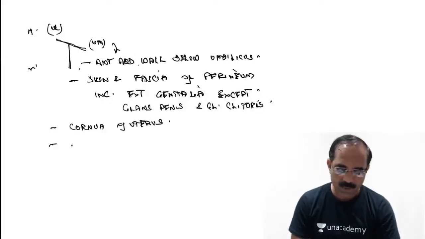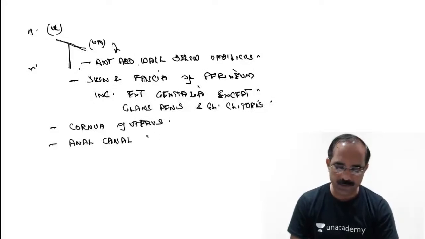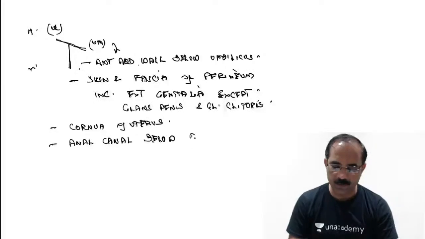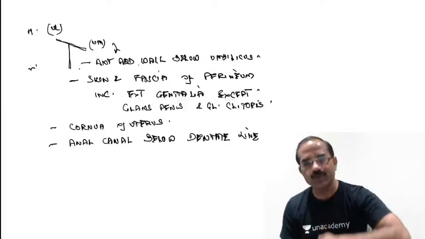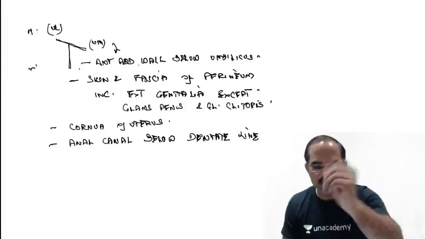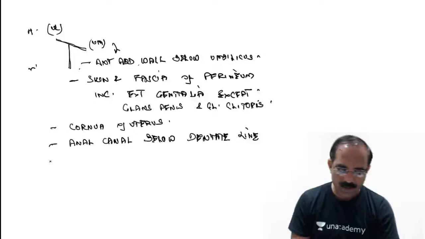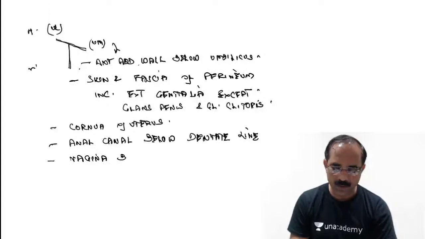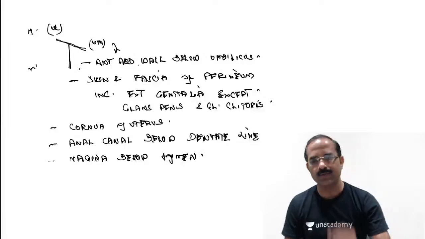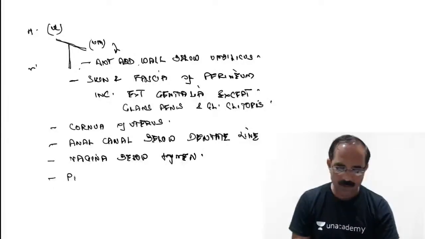So anal canal below the dentate line. Very good. Anal canal below the dentate line drains into what? It drains into the superficial inguinal lymph nodes. Above it drains into internal iliac. Above it's internal iliac. Then vagina below the hymen drains into superficial inguinal lymph nodes. Penile part of male urethra.